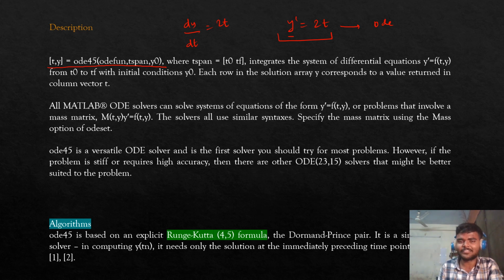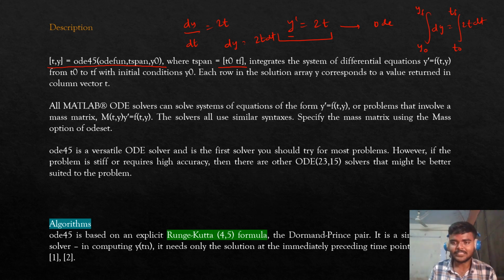Now we can easily solve it. I'll say dy is equal to 2t dt, and then we can integrate dy and 2t dt. Then we have to put the condition, what will be our initial and what will be our final condition. So this will be t naught and this will be tf, and this will be y naught, this will be yf. So we have to put the initial condition also. That's what we write in code also.